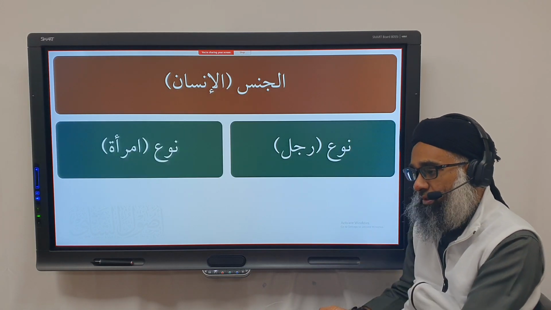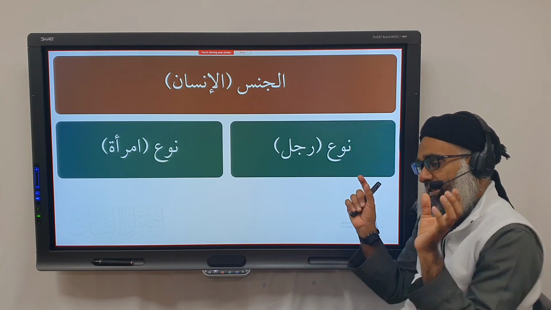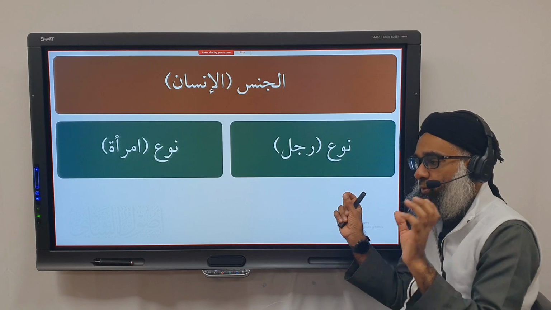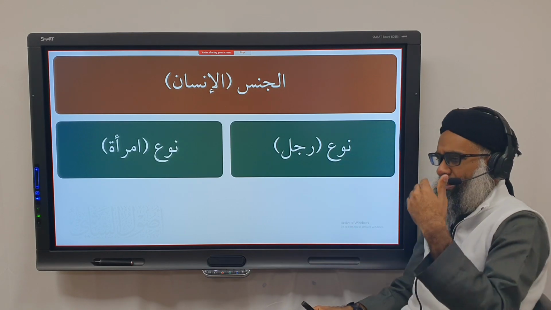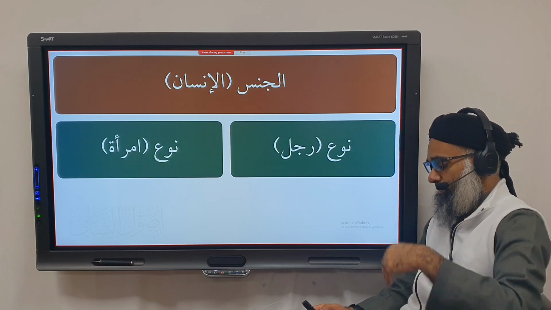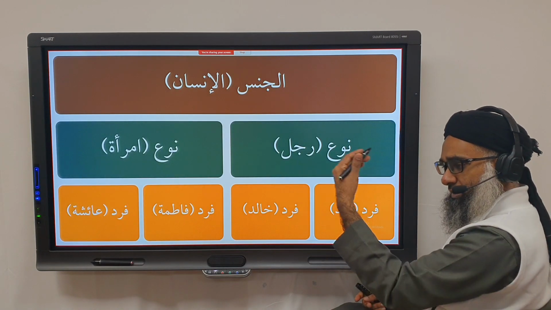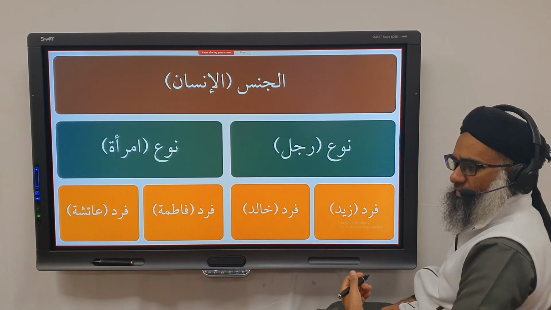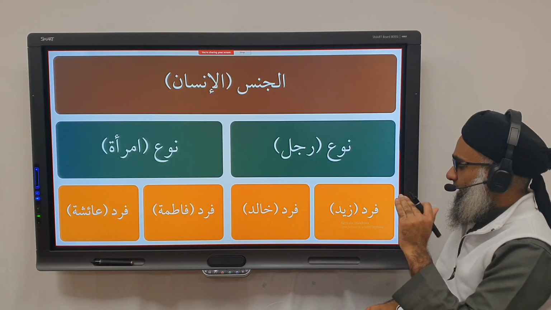So, for example, man and woman. Man is a naw of the jins. Jins is insan, and under that category you have man and woman, different naw, different types. Type is not really a translation, it's more like a definition. So you have jins and the naw, and then under each of them you have a fard. Fahim? This is how you do taxonomy, how you divide them. Remember this from the beginning. So we have the jins, the naw, and the fard.